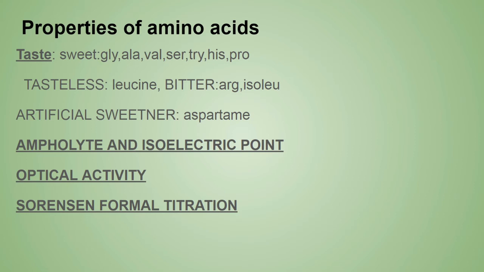So just in order to inhibit this, in the Sorensen formal titration, we will add excess formaldehyde. This will convert the basic amino group of the amino acid into a neutral dimethylol derivative. So this is the Sorensen formal titration. This can be asked in the viva: what is Sorensen formal titration? In this, the alkali requirement for the titration is less compared to whatever amount we added, because the H of the COOH group is taken partly by the amino group.